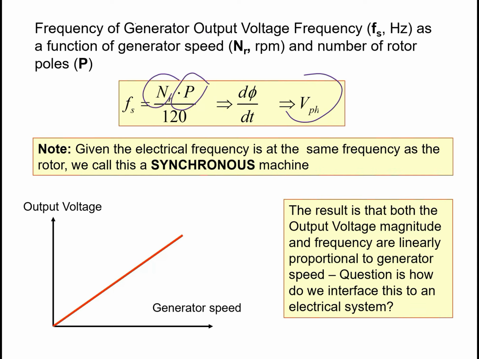So given that the electrical frequency is the same frequency as the rotor, we call this type of machine a synchronous machine. And when I say electrical frequency, I mean the change of the output voltage. So that's why we can see that both the output voltage and the frequency or the speed of the generator are linearly proportional. Now the question is how to interface this to an electrical system.